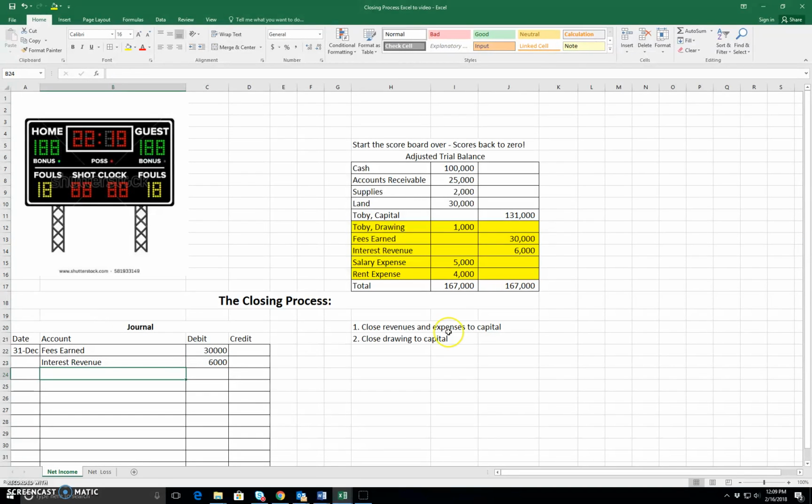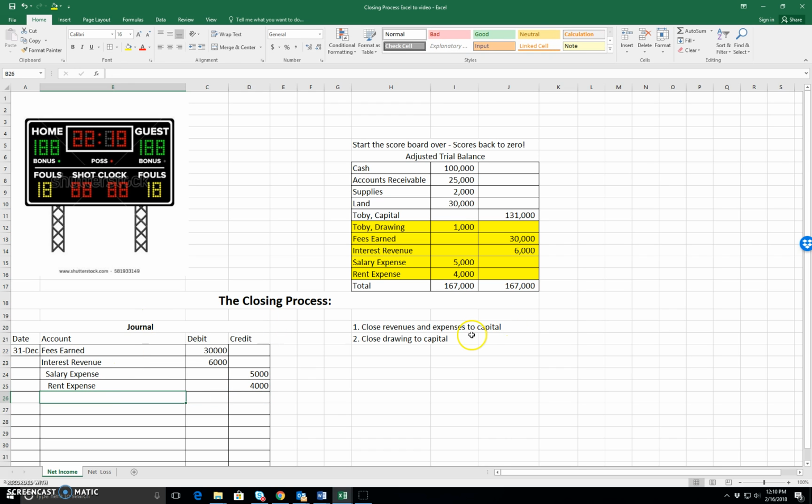Next, I want to close expenses. So right now, salary expense has a debit of $5,000. To get that balance to zero, I can credit salary expense. Right now, rent expense has a debit of $4,000. I can credit it for $4,000 to get it to zero.